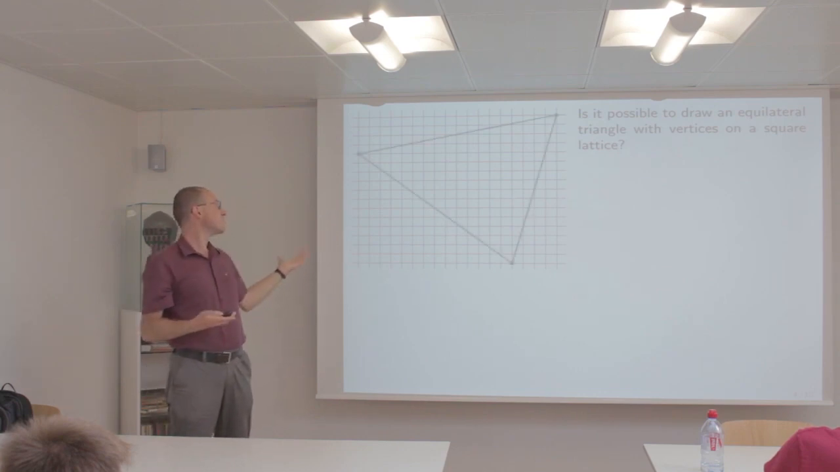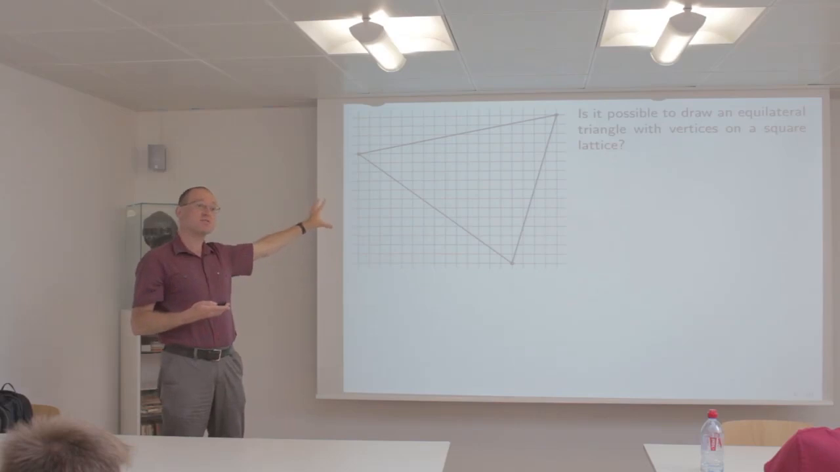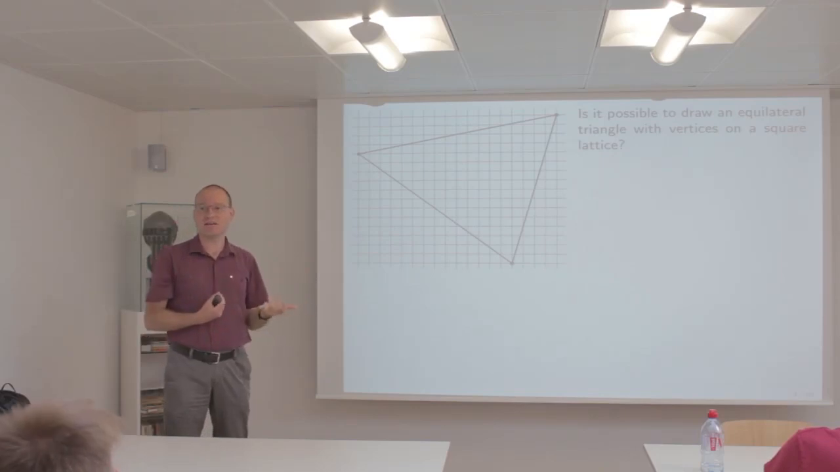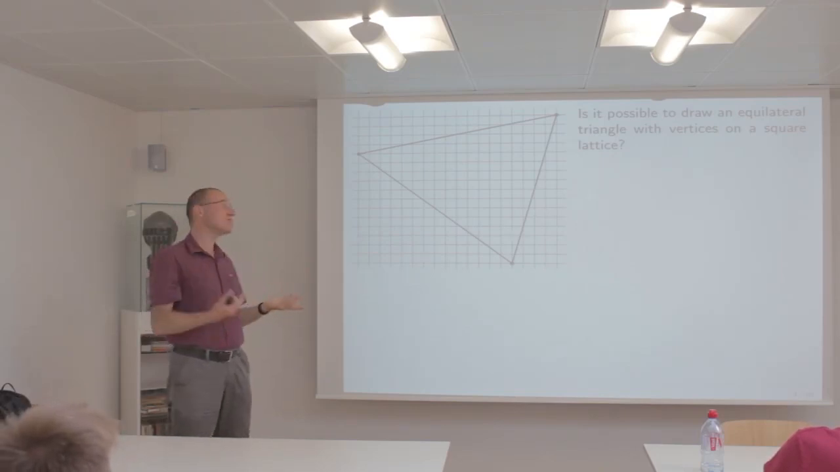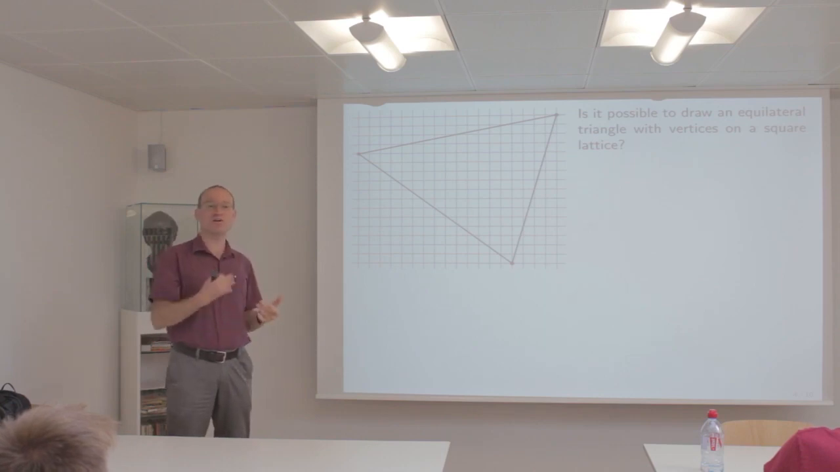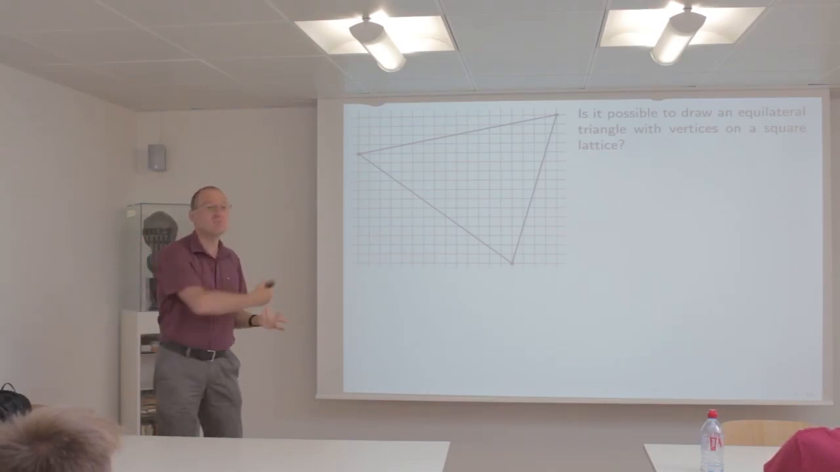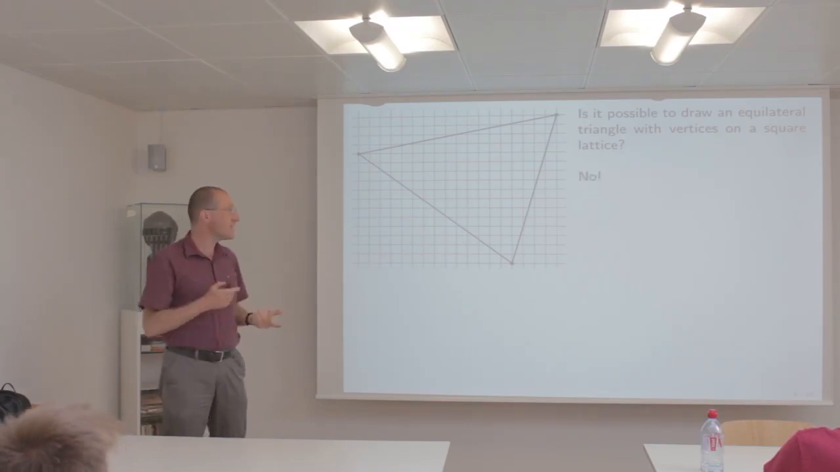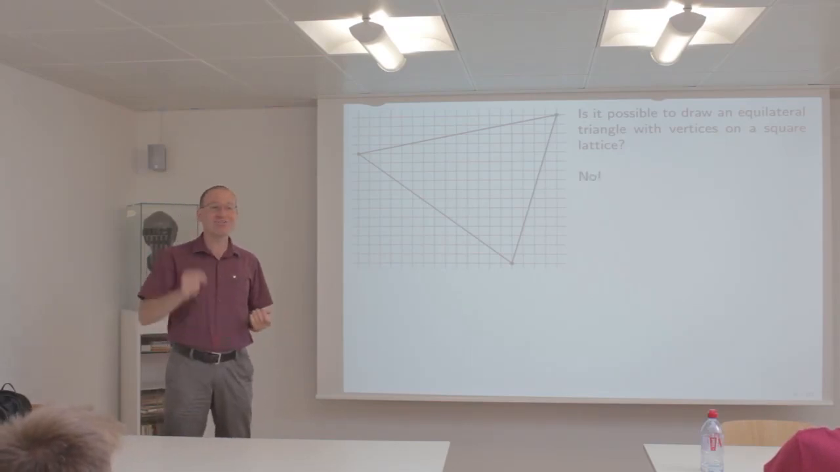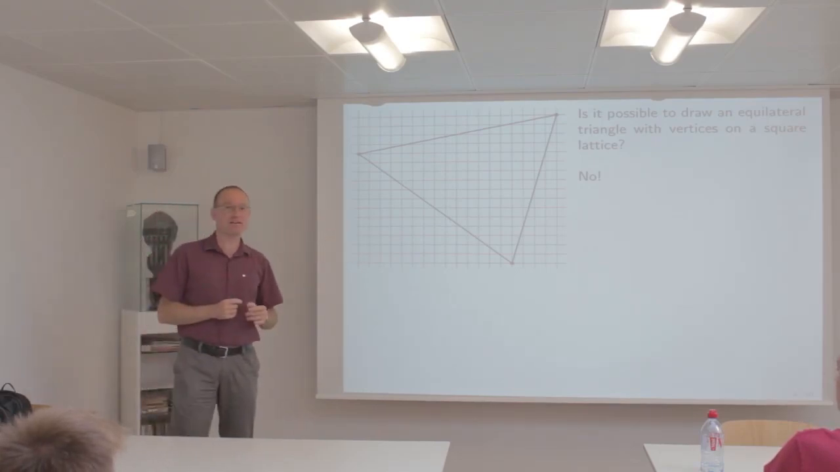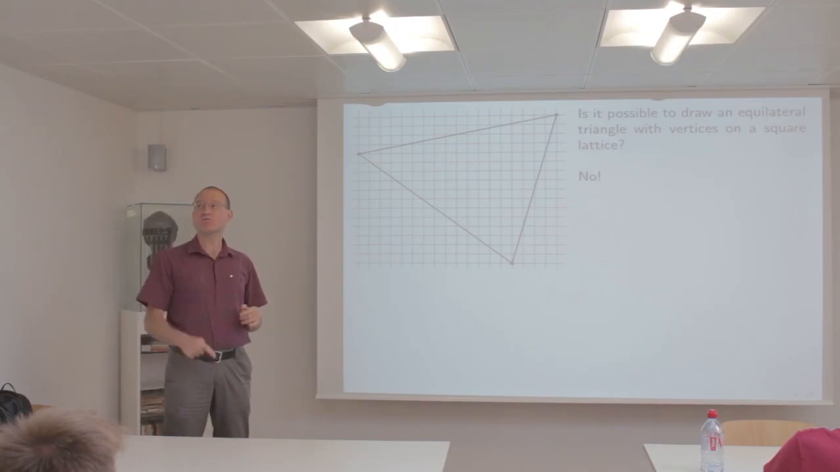Now, you can try. Maybe this looks like an equilateral triangle, but at the end of the day, if you actually check, it's not an equilateral triangle. Now, what do you think? How many think, yes, it would be possible to draw an equilateral triangle? Raise your hand. A priori, it sounds reasonable, why not? But the others think that it's not possible, and that's the answer. No. You cannot draw an equilateral triangle with vertices on a square lattice. This is a natural question. Can you draw an equilateral triangle on a square lattice? And now we're going to prove that it's not possible.